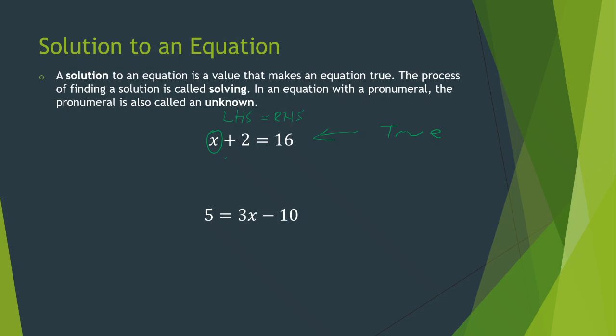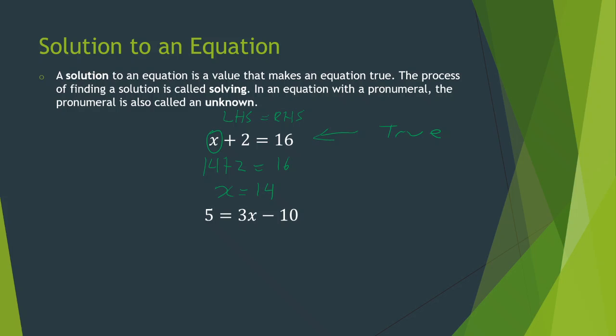So we know the right-hand side is 16, so that means our left-hand side needs to also be equal to 16. Something plus 2 gives us 16. Well, that something should be 14. Because 14 plus 2 equals 16. So that means that our x here equals 14.